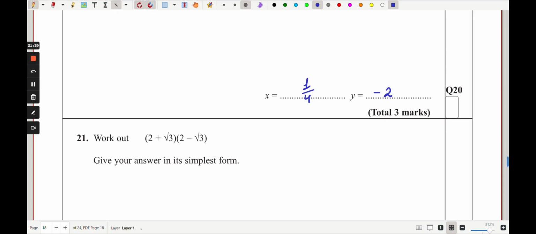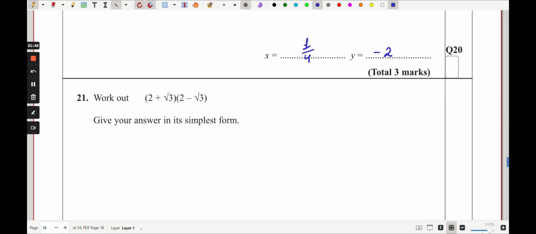Work out. Here we are working with surds, so square root. The square root of 3 is a surd, because it is not a whole number. If I multiply it by itself I will get 3, like the square root of 4 is 2. So here, work out, give your answer in its simplest form. We'll multiply 2 times 2 and 2 times minus root 3 first. So 2 times 2 is 4, 2 times minus root 3 is minus 2 square root 3.